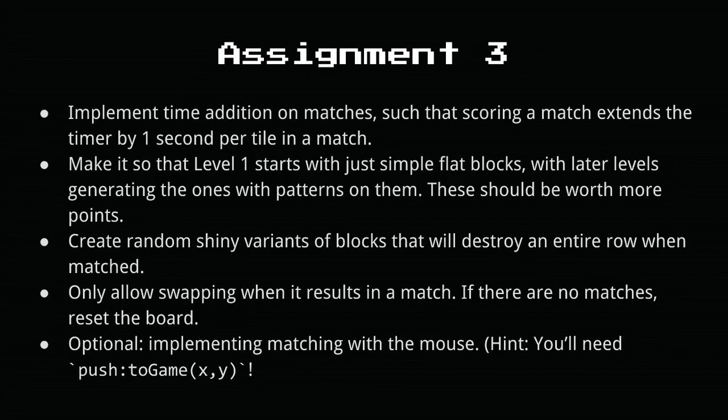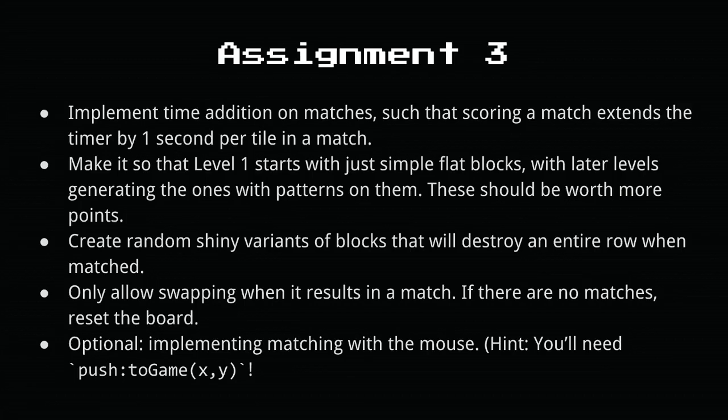Only allow swapping when it results in a match. This is an important thing, because right now, mathematically, it's actually very unlikely that you'll get a board that has matches on it to begin with. So you're going to have to pick a subset of tiles in your implementation and actually use those instead of just using all of them. Like pick 6 tiles, which you can get variants on, or just whatever flat colors, and then use only those to spawn your board. Don't use all 18 or however many there are.